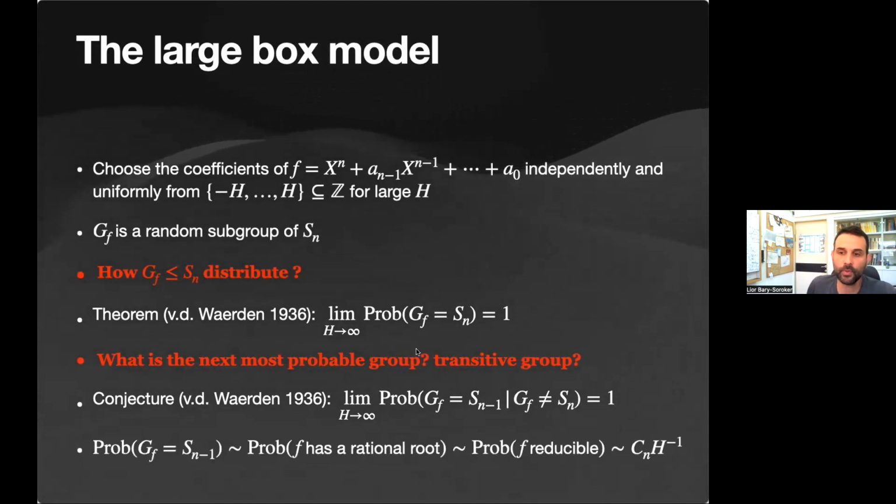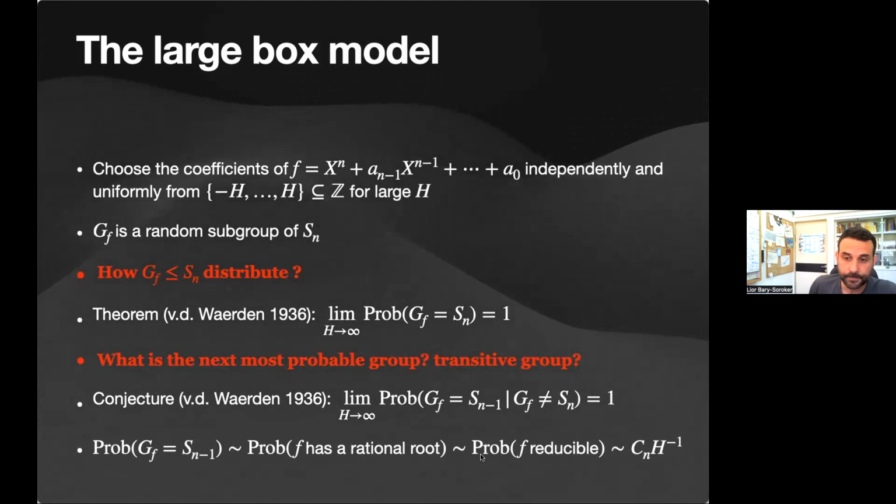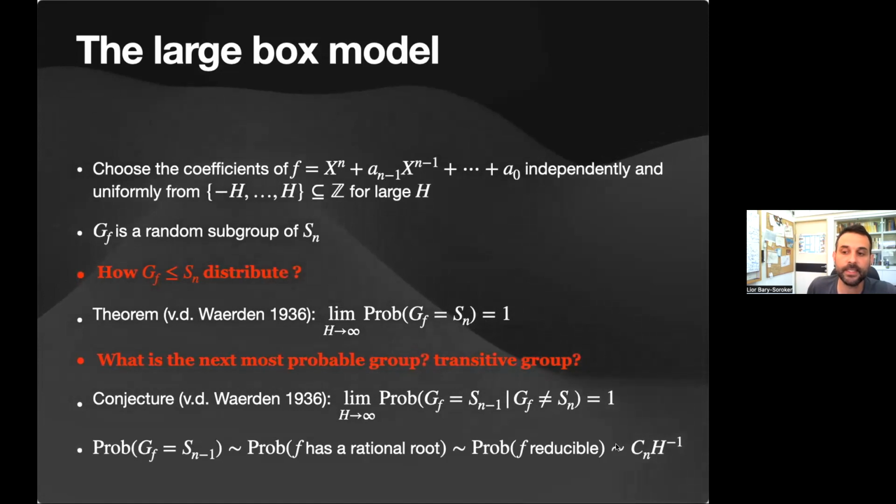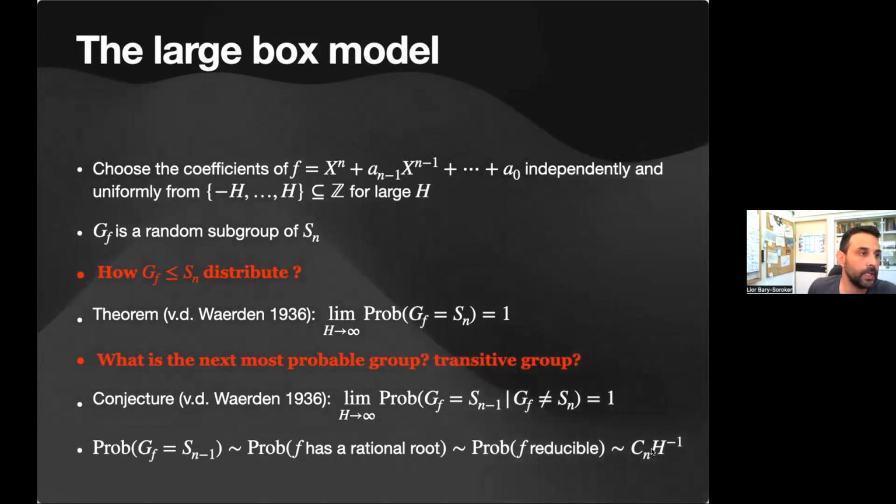And just if you want to understand what this probability is, the probability that the Galois group is Sn minus 1, you can show that it's asymptotically the same as the probability that f has a rational root. And this is also the same as the probability that f is reducible. And this is some explicit constant depending on the degree times 1 over h. So it goes to 0 because of the theorem of van der Waarden, but we know at what speed it goes to 0, 1 over h.